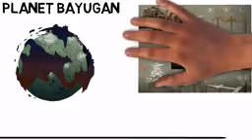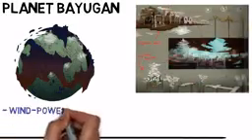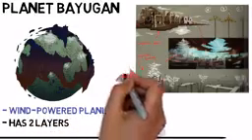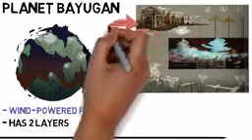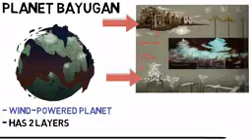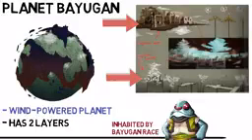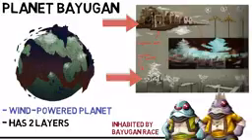And then we'll talk about planet Bayugan, which was used to level up. This is a planet powered by wind. It has two layers. The lower layer has these wind turbines, and then the upper layer has land that is actually floating in the air. So this planet is inhabited by the Bayugan race, and this is the Bayugan king that we are showing here.